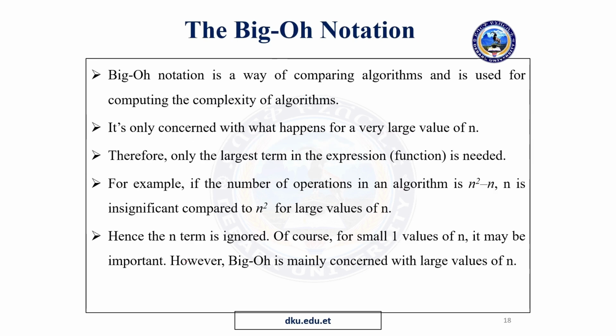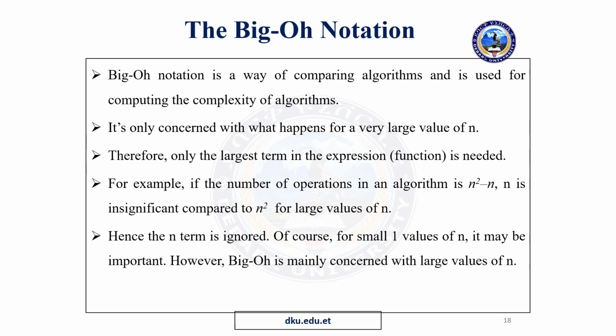So when we see the big O notation, big O notation is a way of comparing algorithms and is used for computing the complexity of an algorithm. It is only concerned with what happens for very large values of n. Therefore, only the largest term in the expression or the function is needed.